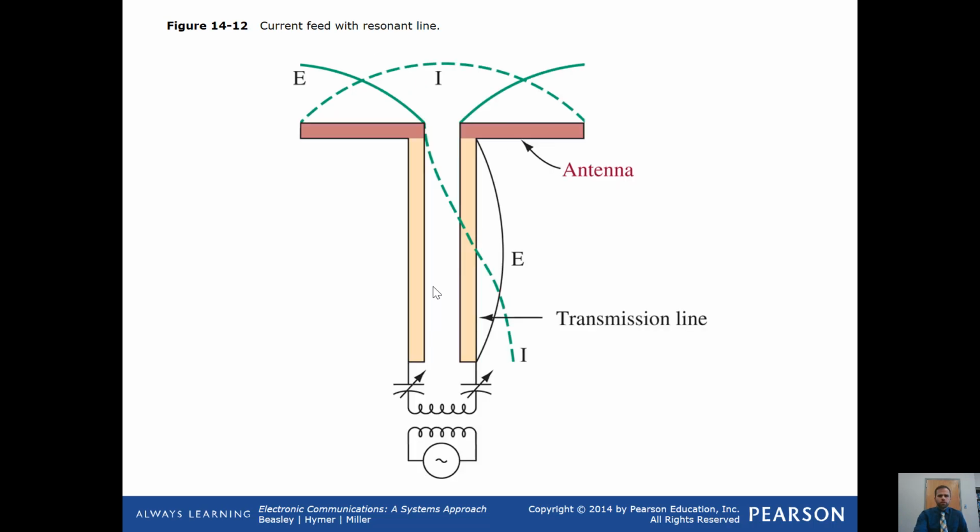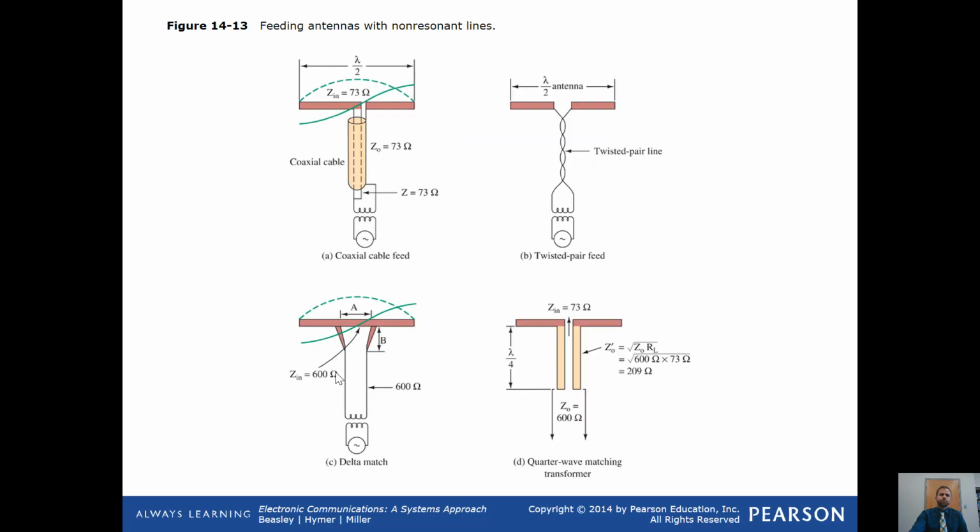So here's a current feed with a resonant line. Here's your transmission line, and this relates to the length of your electromagnetic wave, and your E field and your I field there. Here are feeding antennas with non-resonant lines, where it's not as coupled with length. And here's what's called a delta match, and here's a quarter wave matching transformer, and there's a way you can calculate its characteristic impedance, etc.